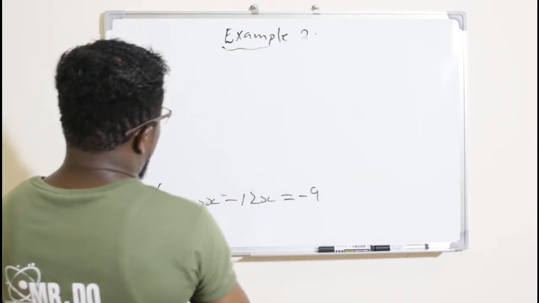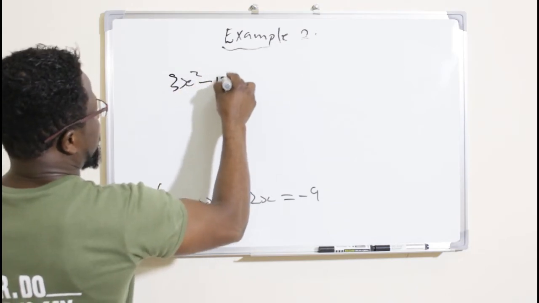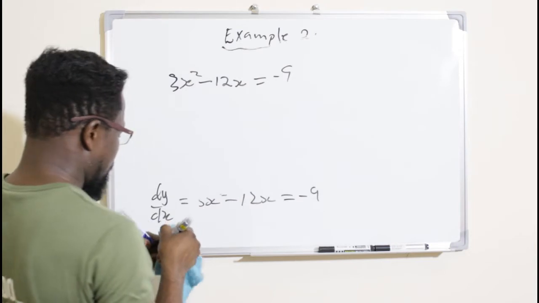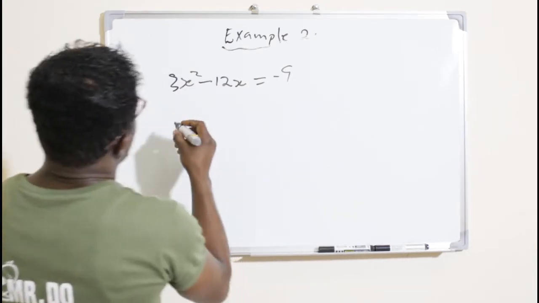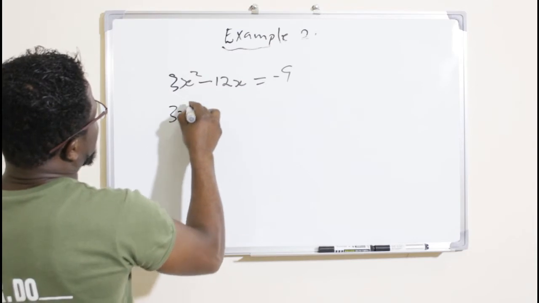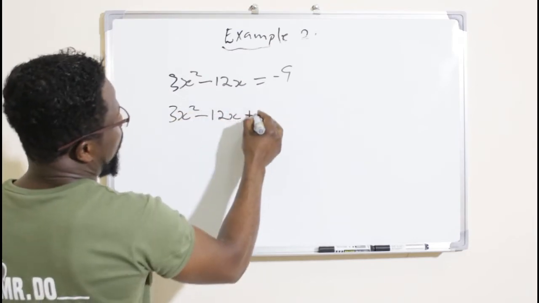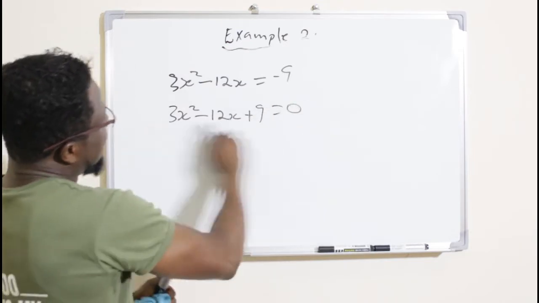This is simply going to be 3x squared minus 12x equals -9. And I will just transpose the 9. When I transpose it, I have 3x squared minus 12x plus 9 equals 0.